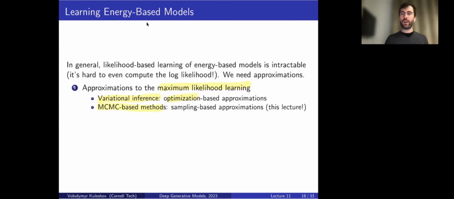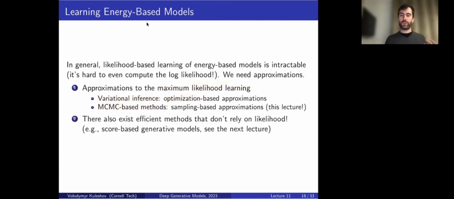And before I do that, I also want to mention that there are methods for learning energy-based models that don't rely on likelihood. Another strategy for energy-based models is just to get rid of the likelihood objective entirely, like we did with GANs, and work with a different learning procedure. And that's what we're going to see in the next lecture when we talk about score-based generative models. But for now, let me introduce MCMC-based methods.